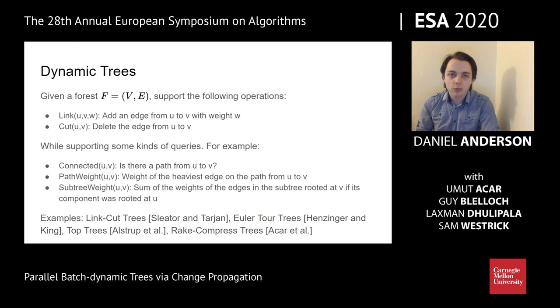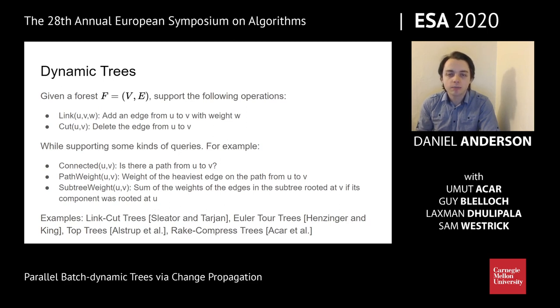And of course, while we maintain this forest subject to these updates, we want to support some kinds of queries, the simplest being connectivity queries, which allow us to ask whether a pair of vertices U and V are connected, i.e. is there a path between them, and more complicated queries, like given a pair of connected vertices U and V, what is the weight of the heaviest edge on the path that connects them? Or, given some way of routing the tree, what is the sum of the weights of all the edges in a particular subtree?